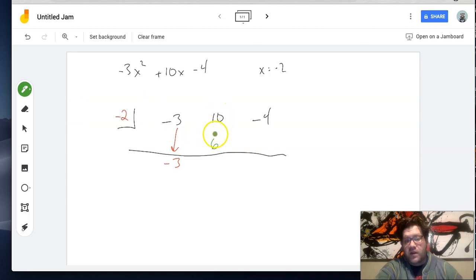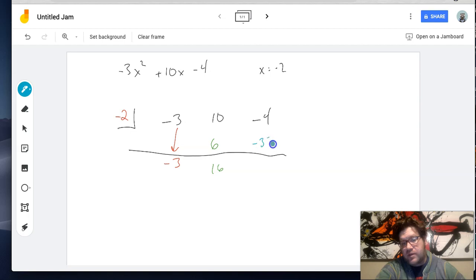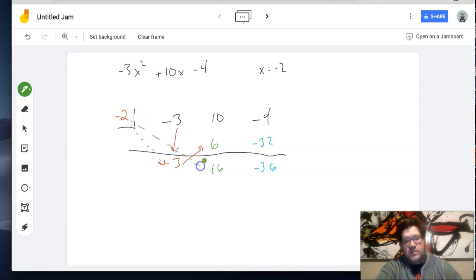Then I add these two numbers together: 10 plus 6, 16. And then I repeat that pattern. Negative 2 times 16 is going to be negative 32. Negative 4 plus negative 32, negative 36. And I'm done. That is synthetic substitution. It's that same pattern. You'll say this times this, which goes here. And then you'll say this times this, which then goes there. It's that same pattern. Boom, boom, boom, boom, boom, boom.